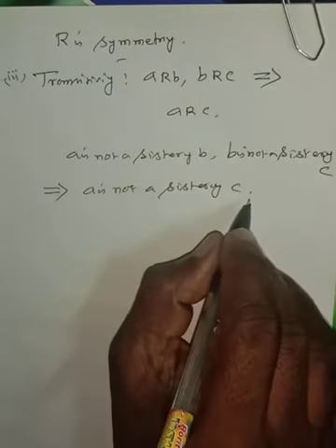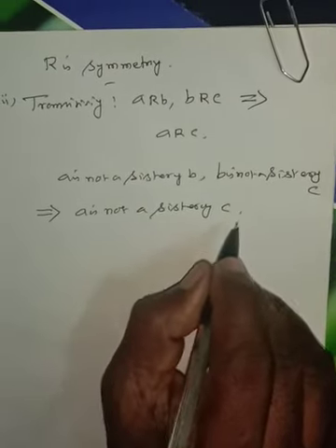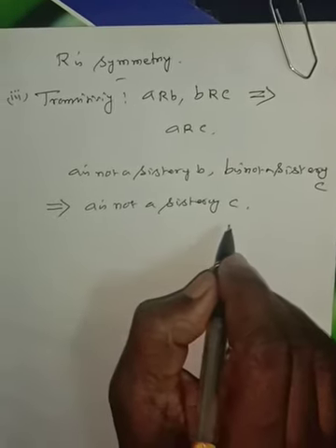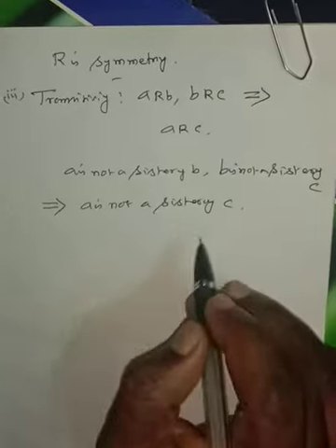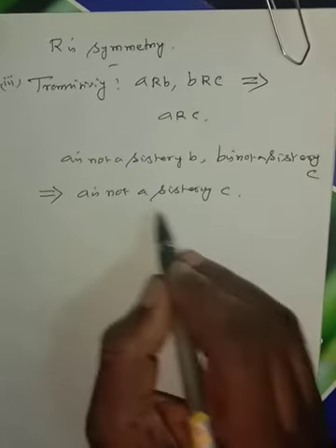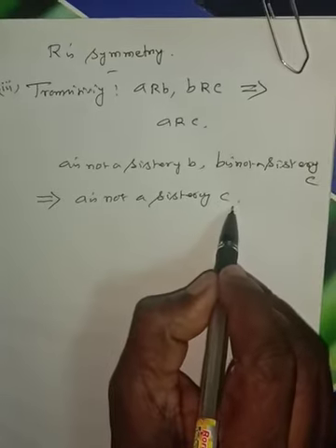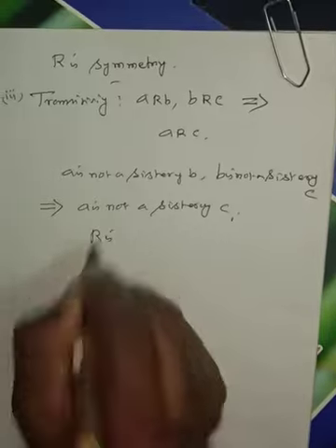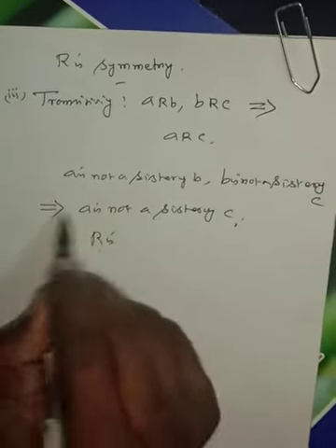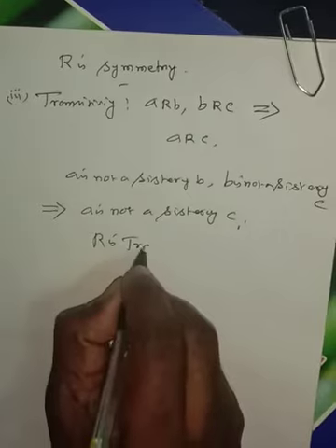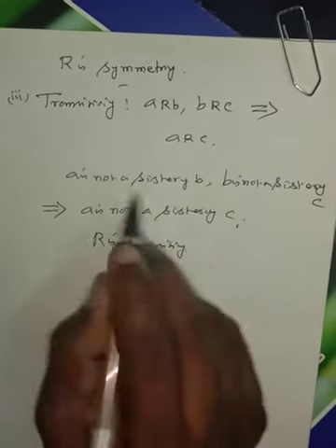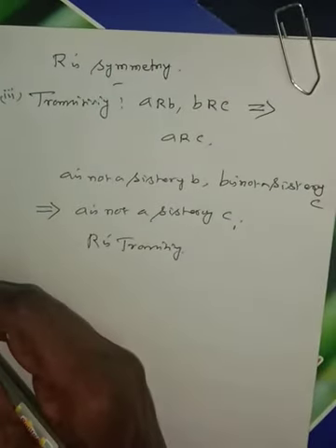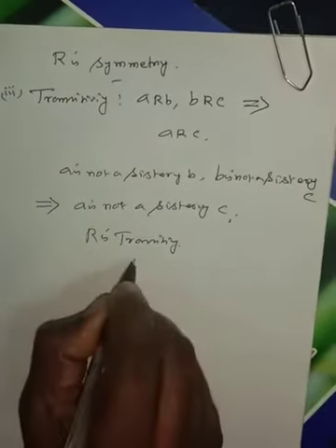Is this possible or not? This is possible. Why? We can take A is not a sister of C. So this is correct. The relation R is transitive. A is not a sister of B. B is not a sister of C. Then A is not a sister of C. Okay, this is transitive.